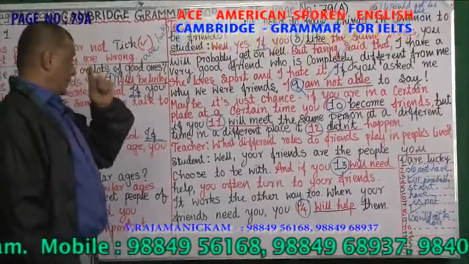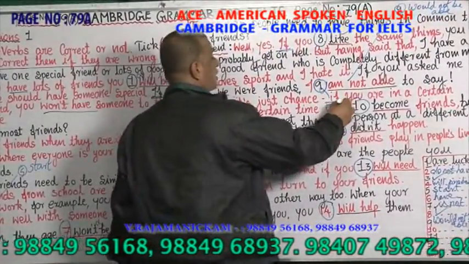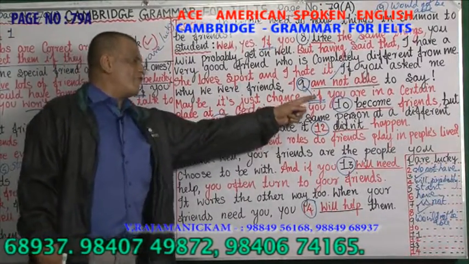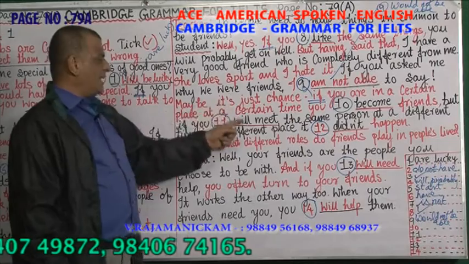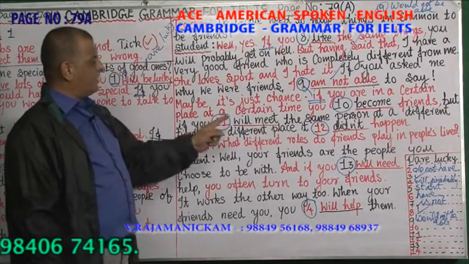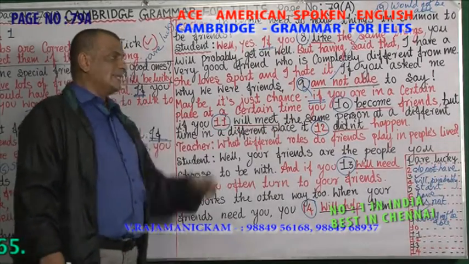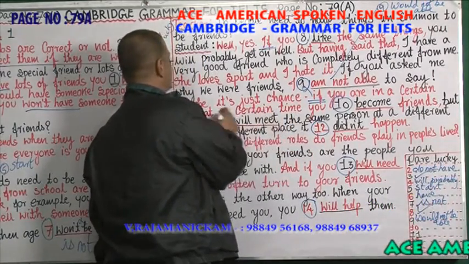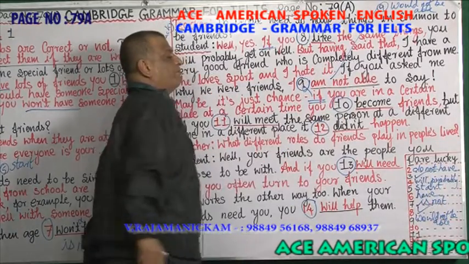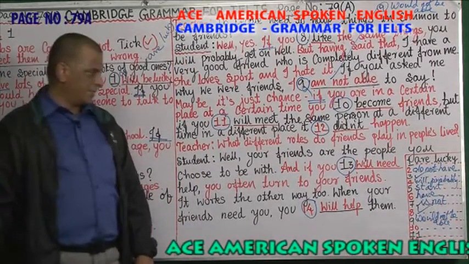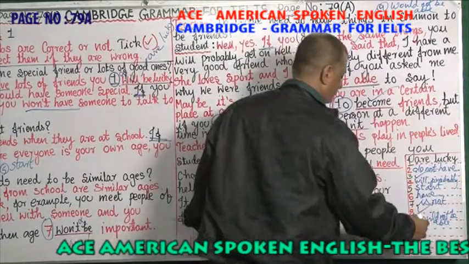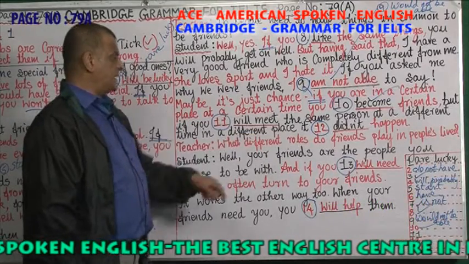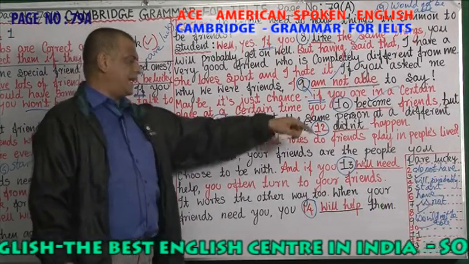Once again, an if condition sentence. If you are in a certain place at a certain time, you become friends. But if you will meet the same person at a different time in a different place, it didn't happen. Is it correct? My dear friends, if you are in a certain place at a certain time, you become friends. Is it correct? Become is correct. Number ten is correct.